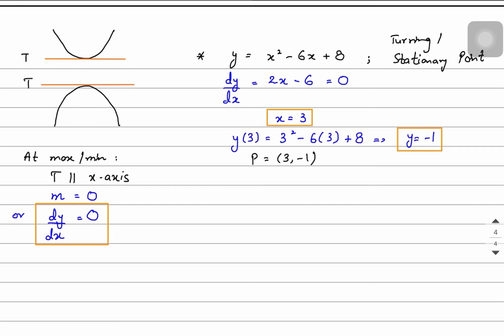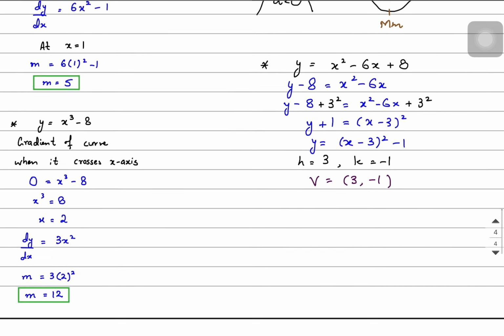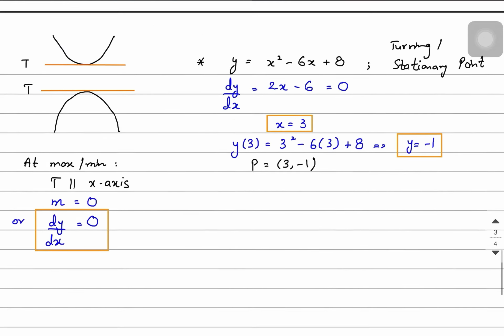So the first thing that comes to mind is that my gradient is going to be 0, and looking at the quadratic curve, it's very simple to find out whether it is a maximum or a minimum. If the value of a is positive, then it is going to be a minimum, and if the value of a is negative, then it is going to be a maximum.